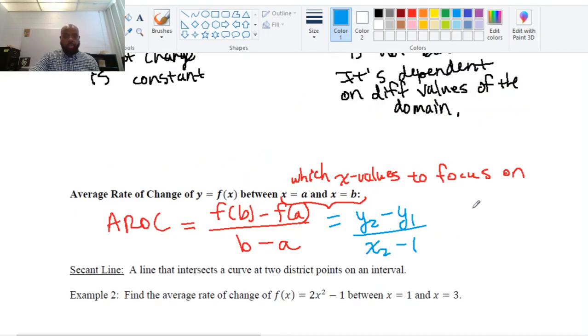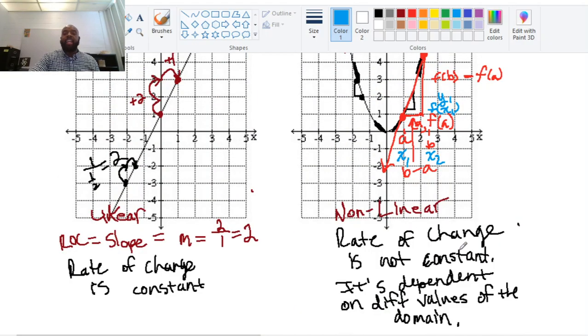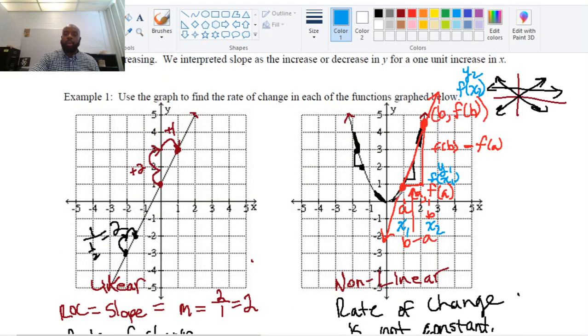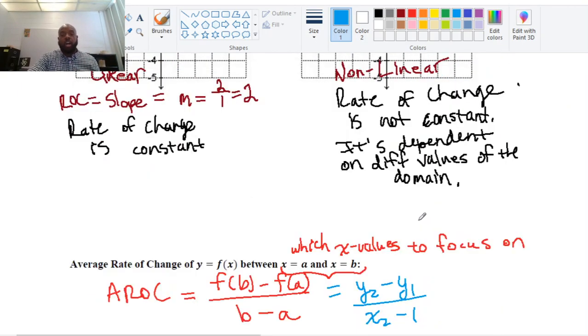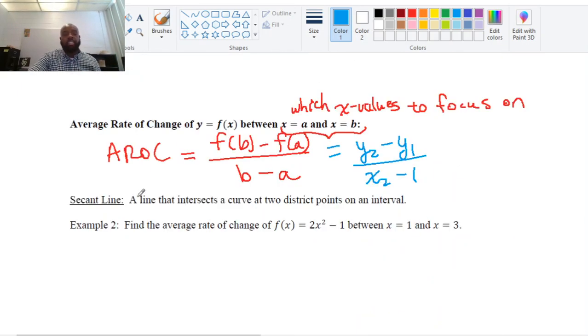Another thing that I want to tell you is that this line that passes through these 2 points on the interval from a to b, if we go back to a and b, this line that passes through this curve at those 2 points is called a secant line. And basically, a secant line is a line that intersects a curve at 2 distinct points on an interval.